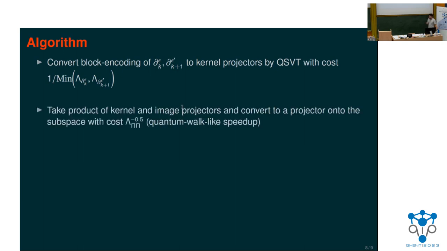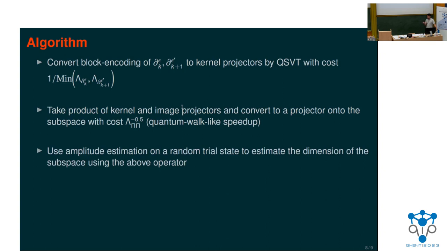And then, in the case of persistent numbers, we also need to care about this intersection of subspaces, which we do by taking a product of two projectors, and once again applying QSVT on this to map the potentially non-trivial spectrum back to a 0-1 spectrum. And here we get a quadratic improvement in terms of the gap, along the lines of Szegedy quantum walks, which can be applicable here. That's why we only have a square root dependence on this latter gap. And finally, we use amplitude estimation on a random trial state to estimate the dimension of the subspace that we end up with at the very end. This is the very rough overview of the algorithm.